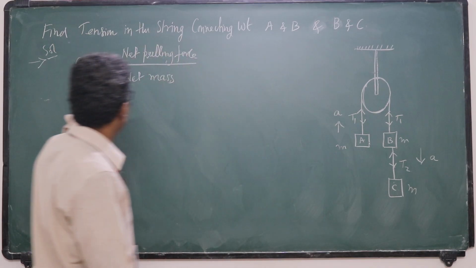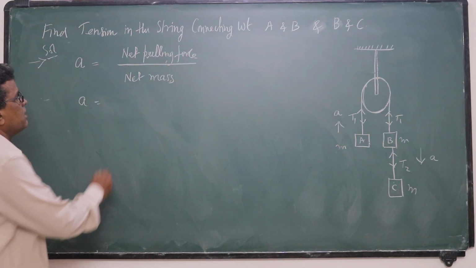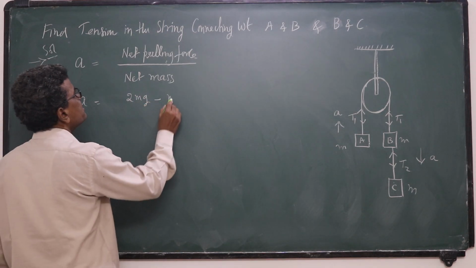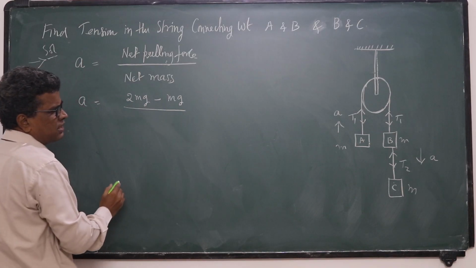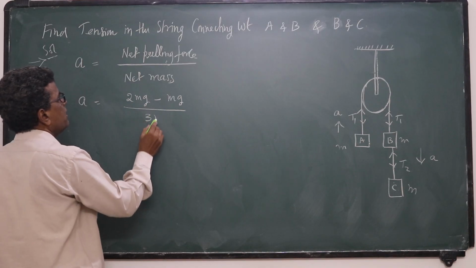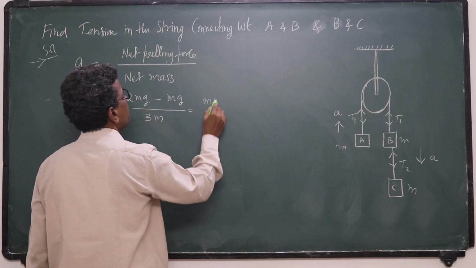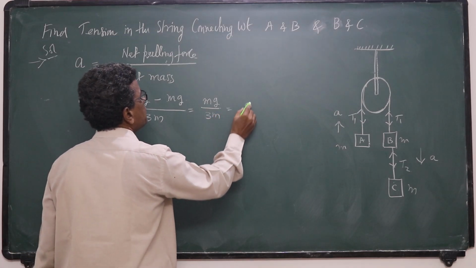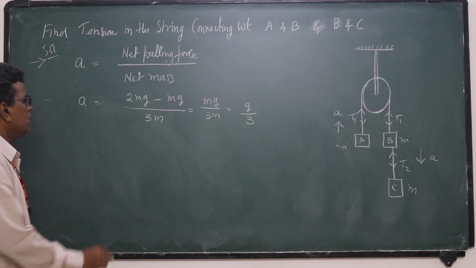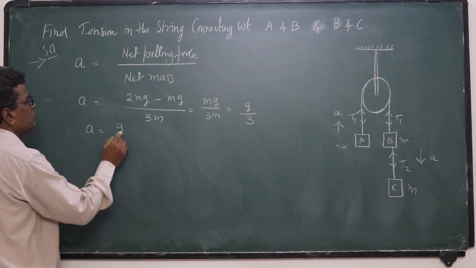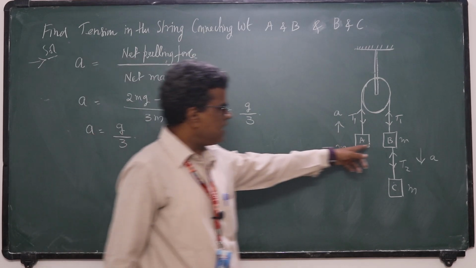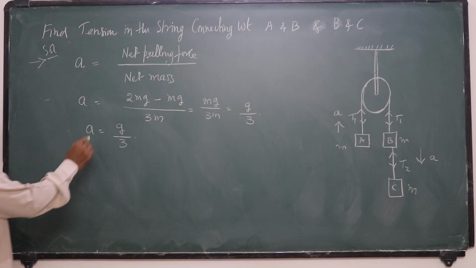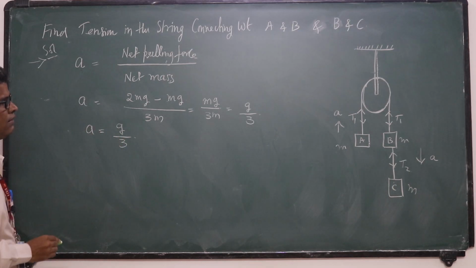So that common acceleration is net pulling force by net mass. Net pulling force is 2mg on the right side minus mg on the left side, divided by net mass m plus m plus m, that is 3m. So that is (2mg minus mg) by 3m, which is g by 3. That is the acceleration of the system. So the acceleration of A, B and C will each be equal to the acceleration of the system, g by 3. I want the tension T1.